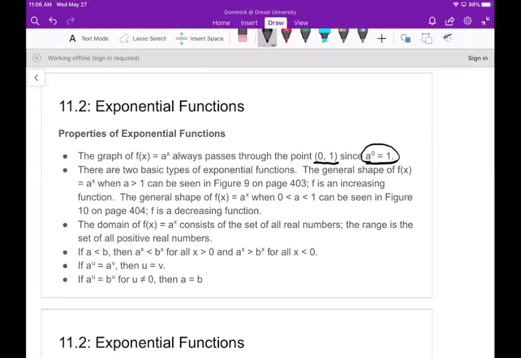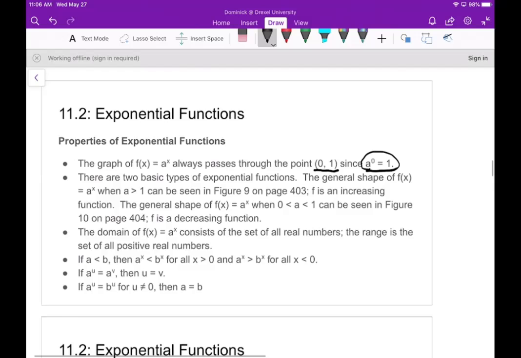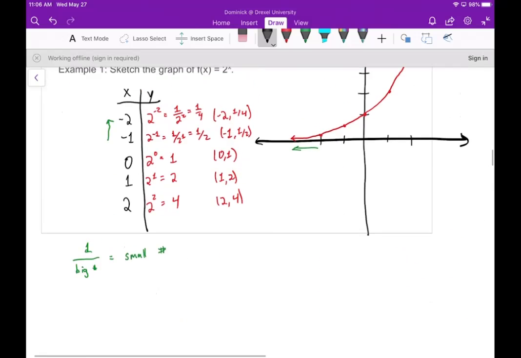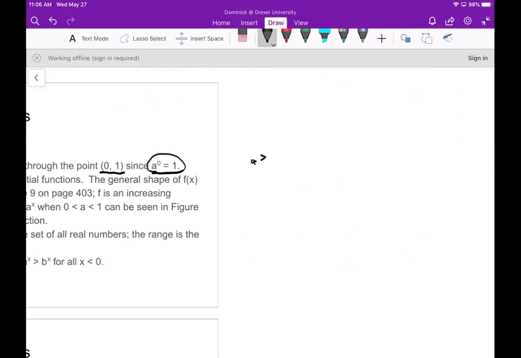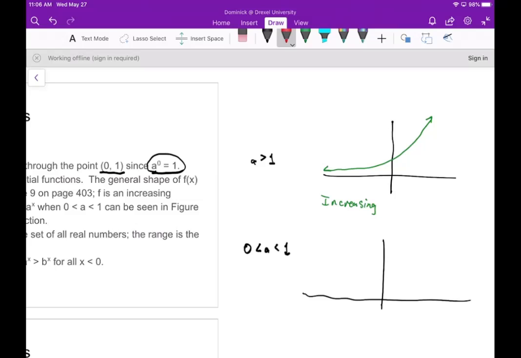Now, the next property that we'll have is that you're basically going to have two general shapes for your exponential functions, right? You're either going to have this shape or you're going to have this shape. And what's going to dictate what shape you have is what that a value is. If a is bigger than 1, like in the first example that we had, your general shape is going to be like this, and it's going to be an increasing function. Now, if your a is between 0 and 1, because remember, a can't be 1 and it can't be negative or even 0, it's going to look like this. And of course, be a decreasing function. And those are the two general shapes that your exponential graph can take on.